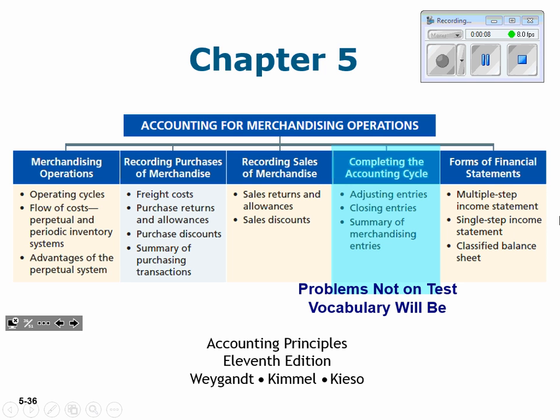All right, here comes the end of the chapter. This fourth section, as I've talked about a few times already, I just want to talk about the vocabulary of it. The problems won't be on the test. I feel like we've done adjusting entries and closing entries quite a bit. I just want you to see how they work for merchandising businesses because, at the end of the day, they are pretty much the same. But today's focus will definitely be on how to create a multi-step income statement.